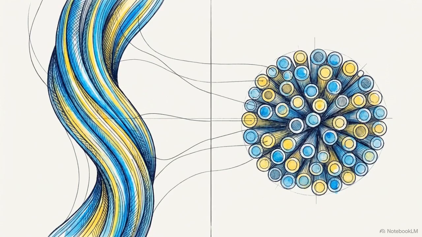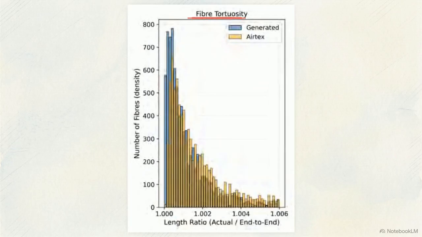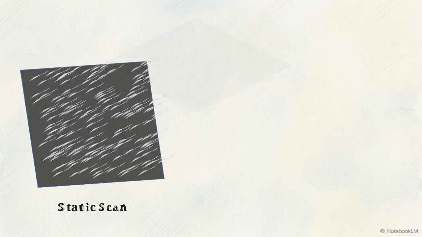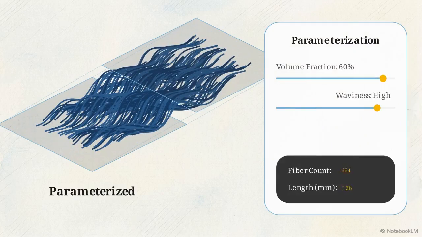These procedurally generated volumes must be validated against real-world data, specifically experimental XCT scans of physical Airtex composite samples. These overlapping histograms compare the statistical inclination angle distributions. The generated model closely tracks the physical Airtex sample, proving the algorithm accurately replicates natural alignment patterns. And this final histogram compares the fiber tortuosity. Again, the generated results accurately mirror the length ratios and waviness found in the physical material. These curl noise pipelines provide exactly what 3D scans cannot: mathematically precise, highly parameterized, and statistically representative microstructures ready for simulation.